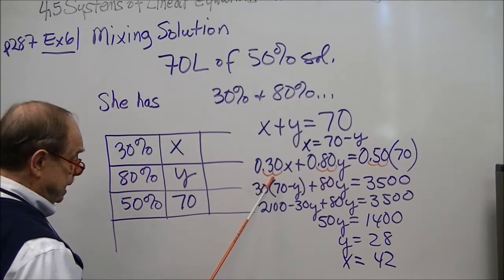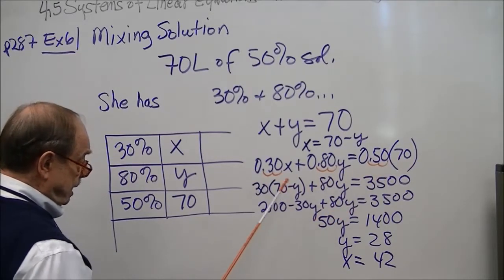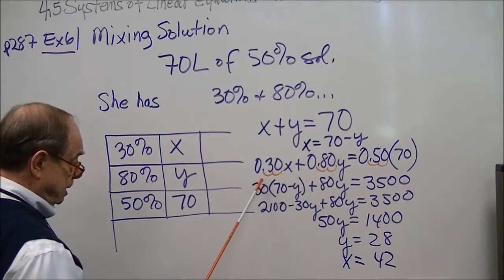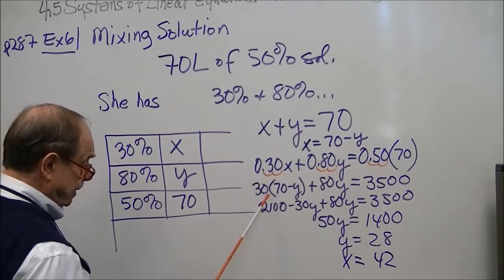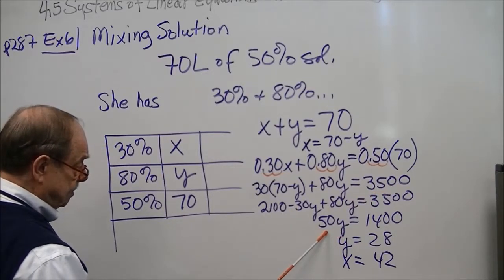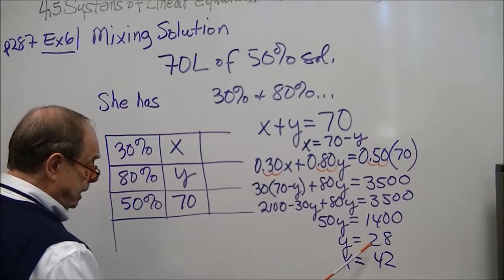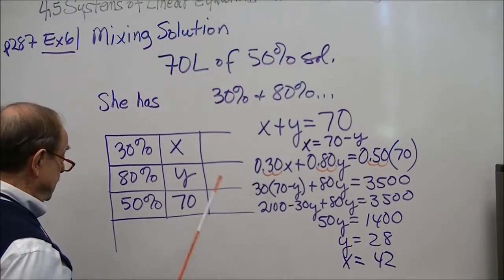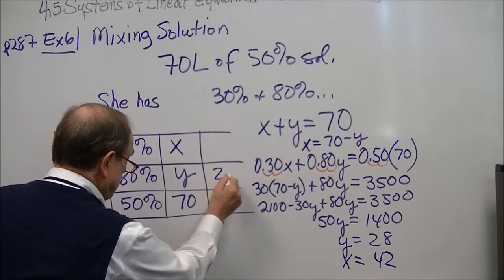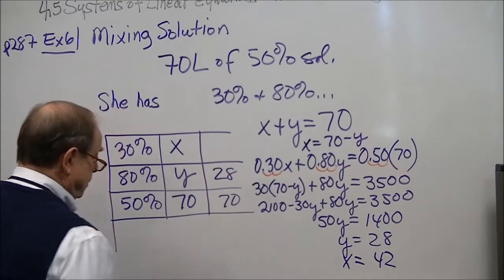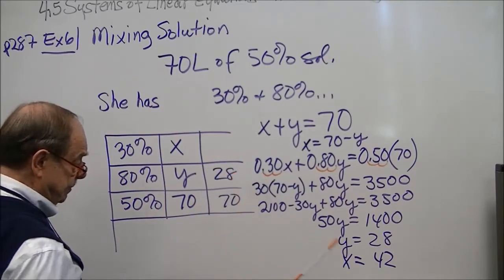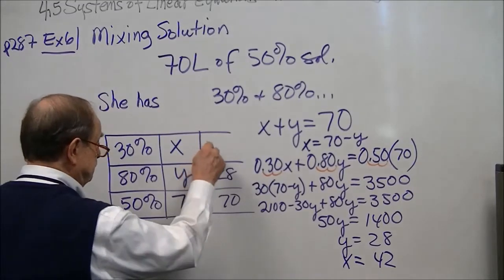Now I'm going to get rid of the decimals and then substitute my x with this value, distribute, collect like terms, then divide both sides by 50. I get y equals 28. So if y is 28, what do I need for x? Well, I subtract the 28 from the 70, and I get 42.